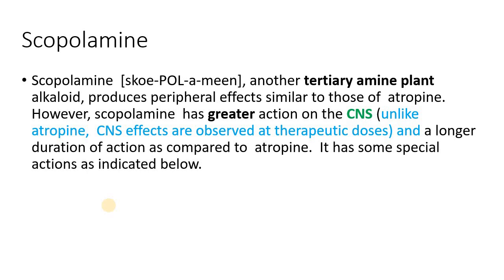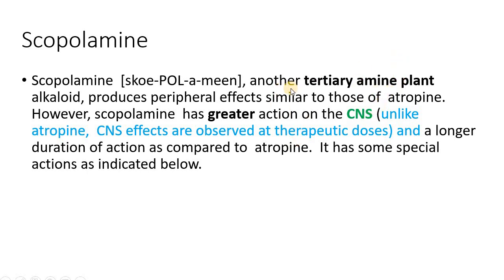So number one is scopolamine. Scopolamine, another tertiary amine plant alkaloid, produces peripheral effects similar to those of atropine. However, scopolamine has greater action on the CNS. Unlike atropine, CNS effects are observed at therapeutic doses, and it has a longer duration of action as compared to atropine. It has some special actions as indicated below. So we are going to discuss its actions.